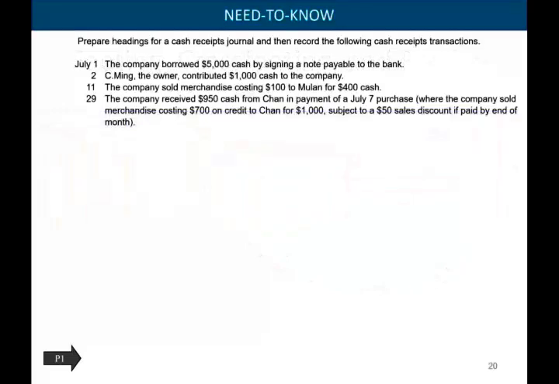And let's just take a look at a cash receipts journal. All you need to know is what they are. Now, if you're studying audit later, you would need to know how to look into those a little bit further, but that's all you need.